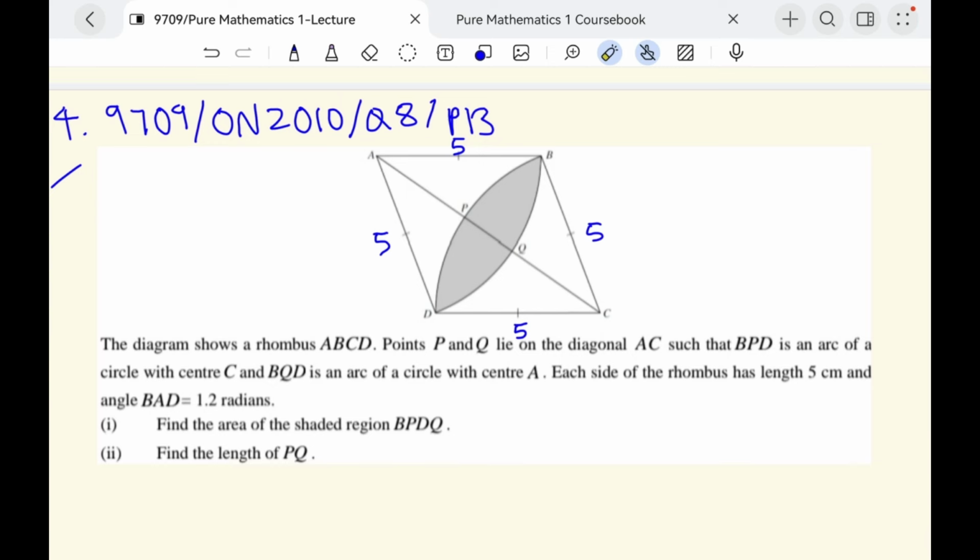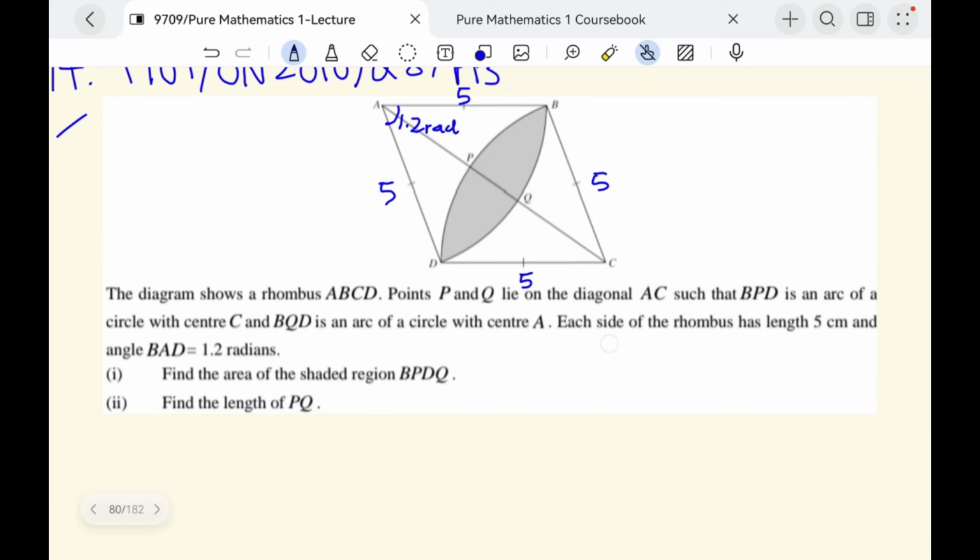Alright, and the angle BAD is 1.2 rad. So it means that here is 1.2 rad. Oh, I forgot to mention that this is a past year question, 9709 October/November 2010, question 8, paper 1-3.